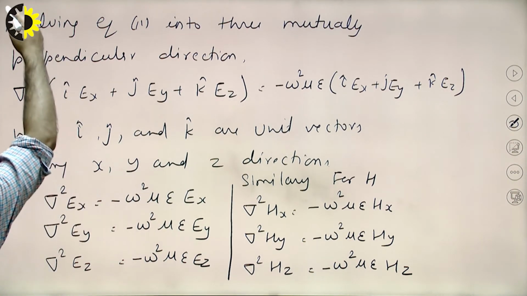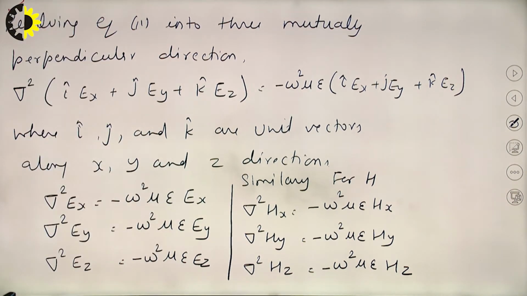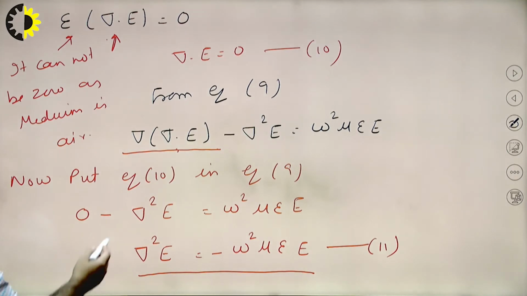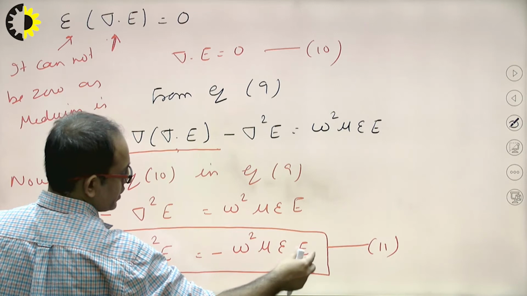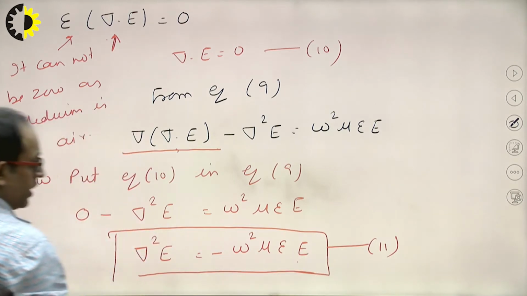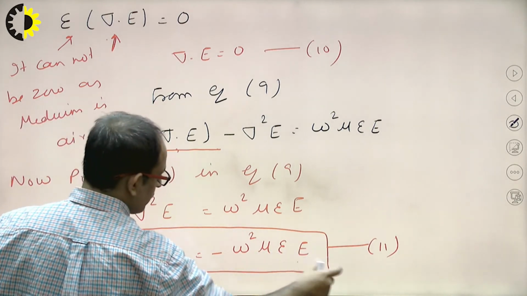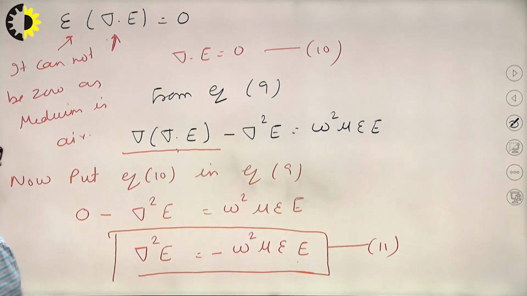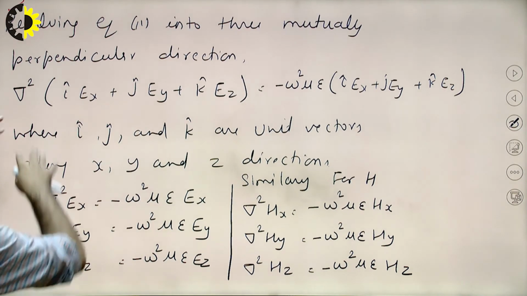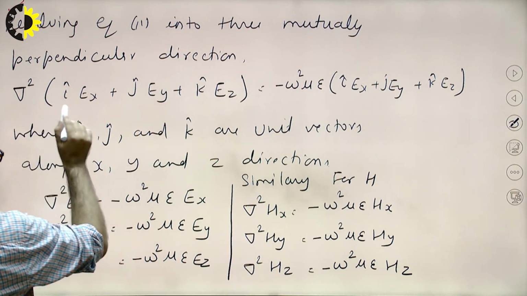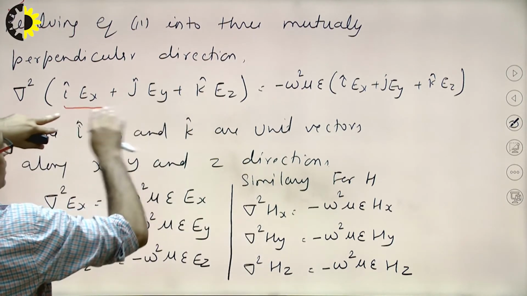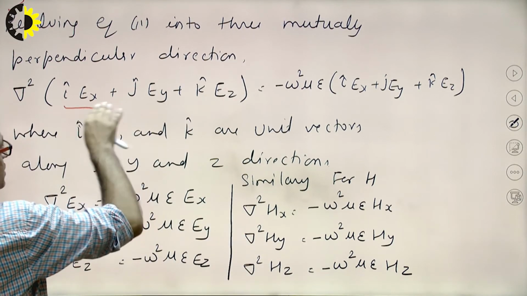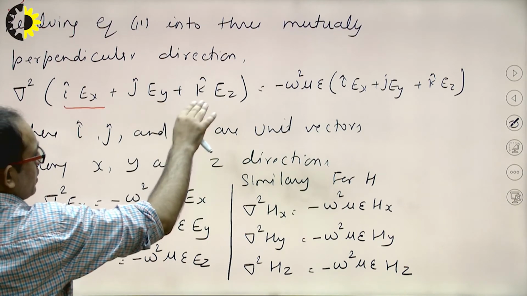Resolving equation number 11 into the electric field components, that is Ex, Ey and Ez. For calculating Ex, you will need to know del square E. Now see this one: del square E will be equal to what? As we know, the electric field in the x, y, z direction can be represented as i cap Ex plus j Ey plus k Ez.